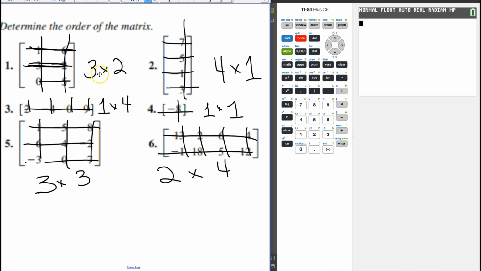The first one should have been 3 by 2, 3 rows, 2 columns. Over here, 4 rows, 1 column. But this one, 1 row going across, 4 columns of numbers. Number 4, probably couldn't miss that, 1 by 1. And number 5 also, 3 by 3. Then the last one, 2 rows, 1, 2, 3, 4 columns. So I hope you did those well.